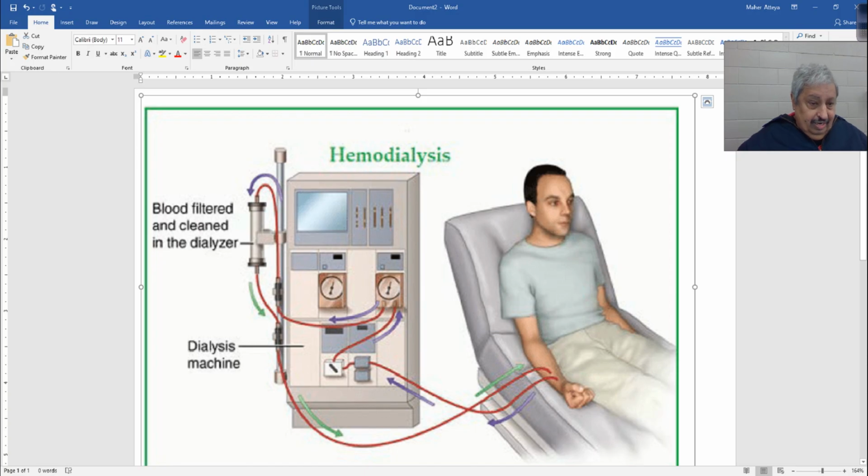Okay, and the blood filter, you see those here? This side here, let me just show you here.